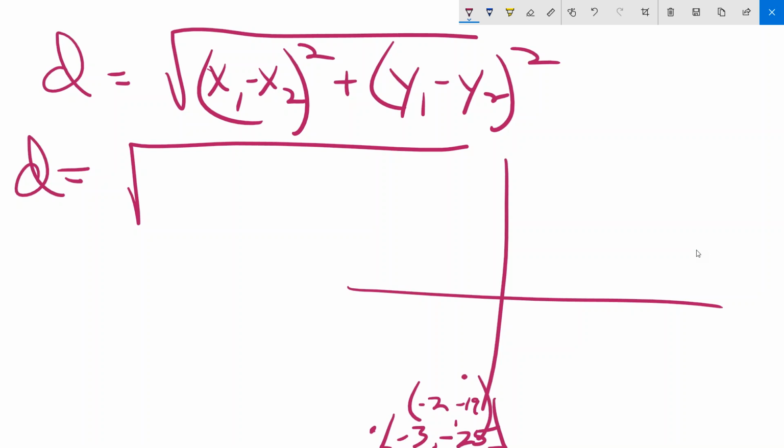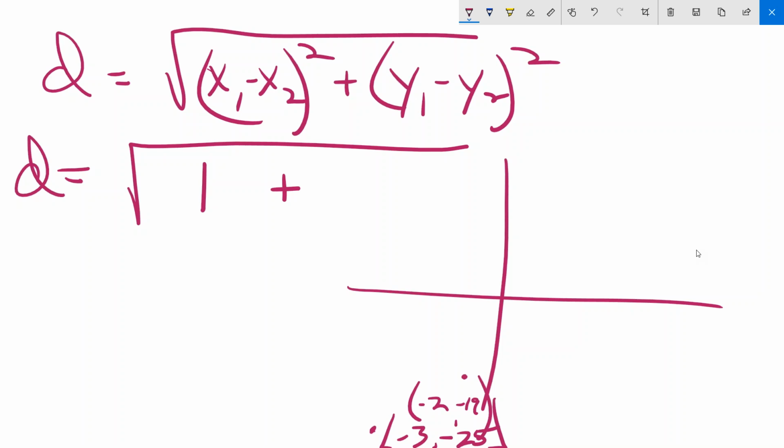So it doesn't matter which one you do. How far is it from -2 to -3? Just -1. Okay, what's that squared? 1. What's the difference between y1 and y2? And it doesn't matter whether you come up with positive or negative, you're going to square it anyway.